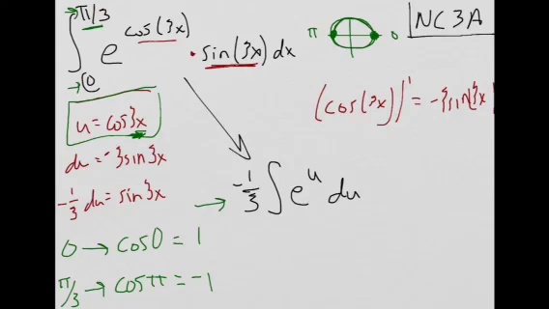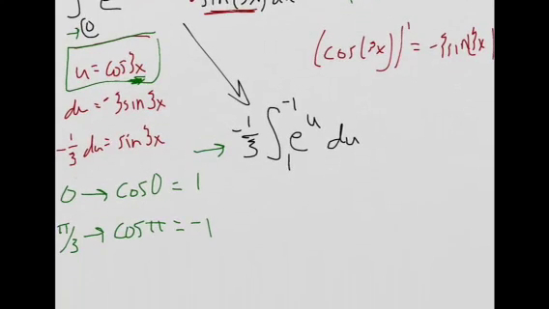So the 0 was at the bottom, 0 gave me 1, so I get a 1 right here. The pi over 3 was at the top, pi over 3 gave me negative 1, so I get a negative 1 up top. So I get it like that. And now I'm totally done working with trig. I don't have to do it anymore. I can just evaluate this using u instead of an x. And I think that makes this easier to do.